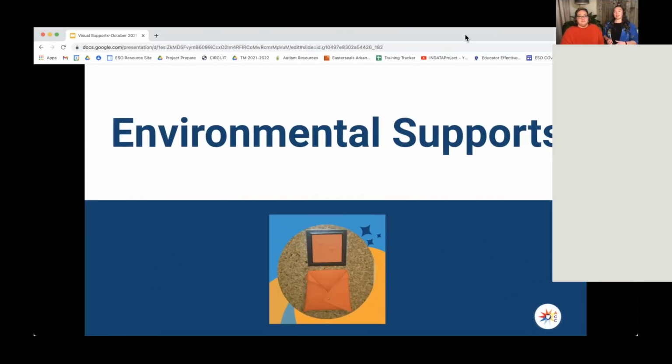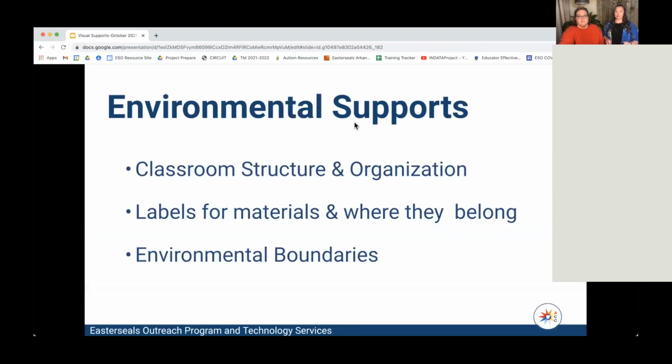So the first one that we'll get into is using environmental supports, the things in our environment, in our classroom, usually, that will help students to know where they're supposed to be, where things go, and some of those items. So first of all, environmental supports are things like classroom structure and organization. So how is the classroom set up and organized to allow students to know where things belong?